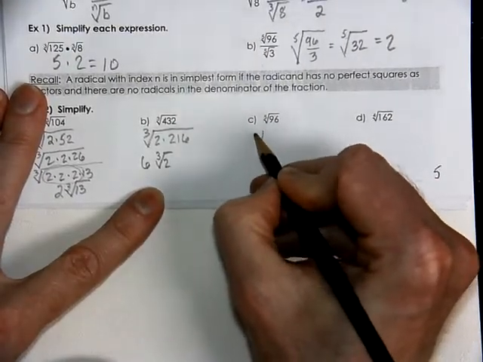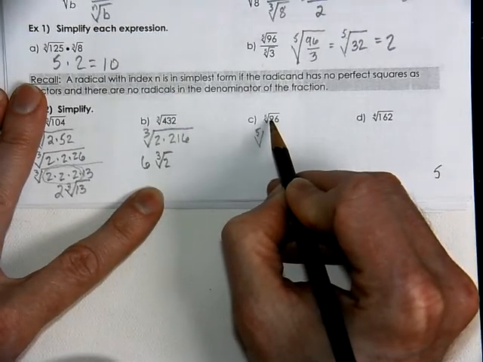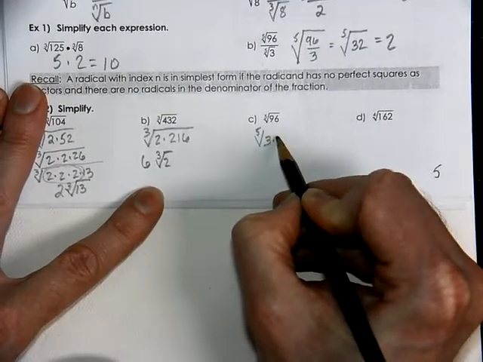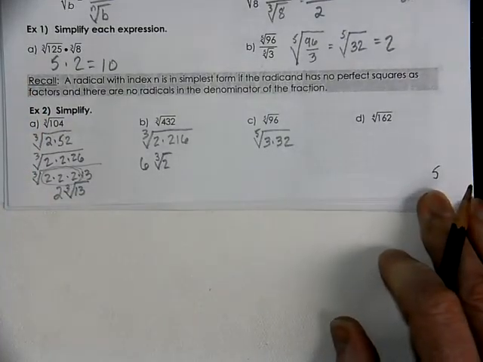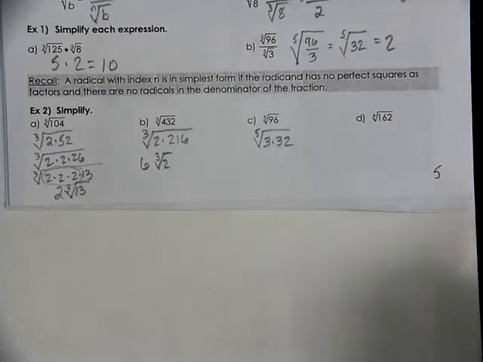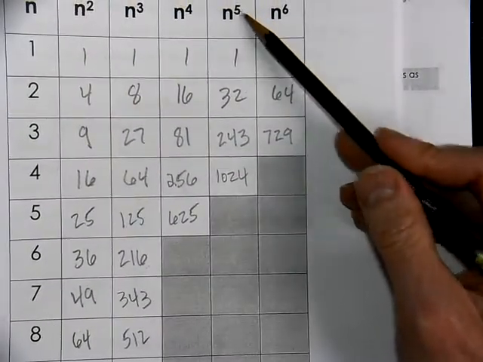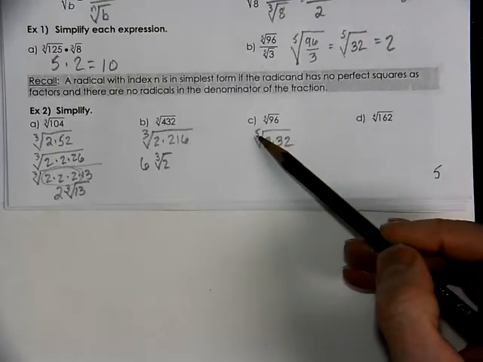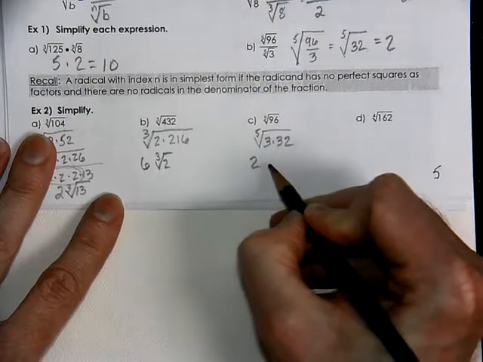96. 3 goes into 9, 3 goes into 6. So 3 goes into that 32 times. And I remember 32 was on my power chart. So the fifth root of 32 is 2. And that's what we're doing. The fifth root of 32 is 2.